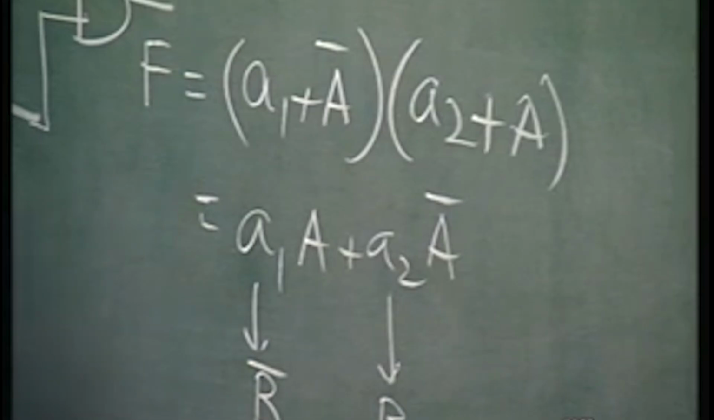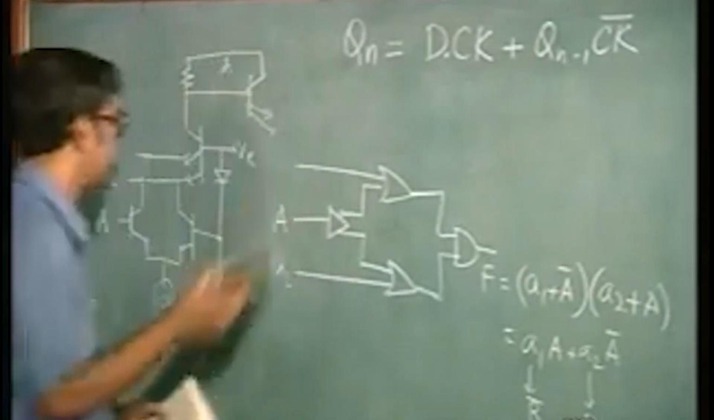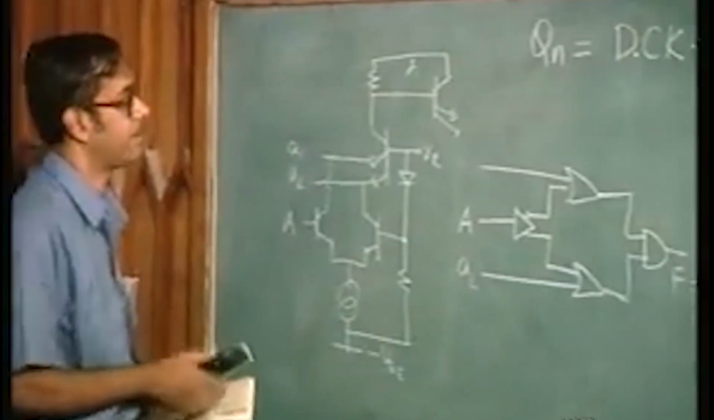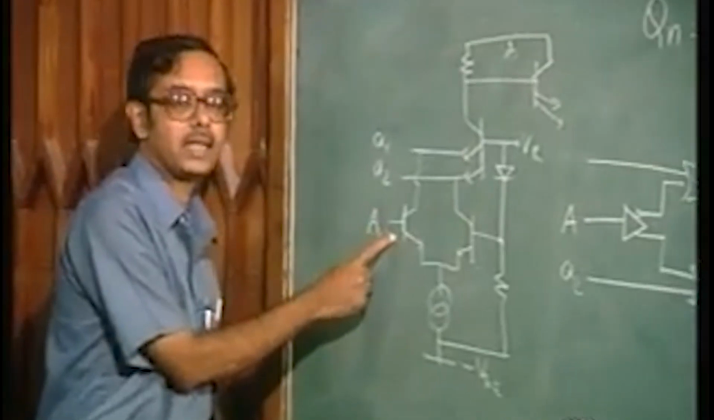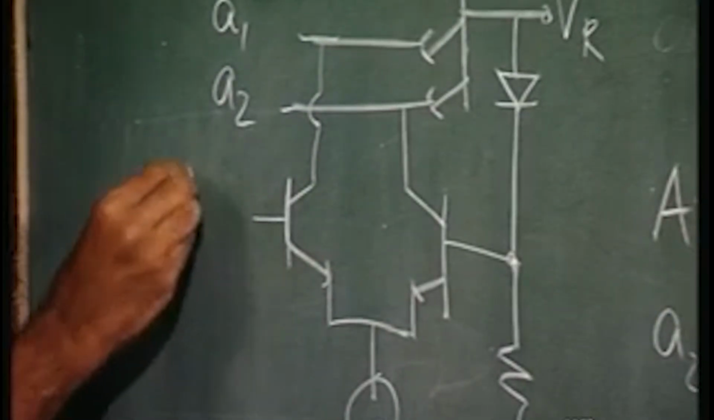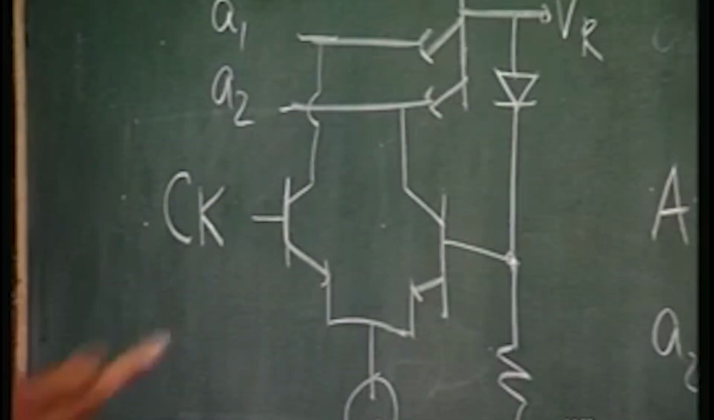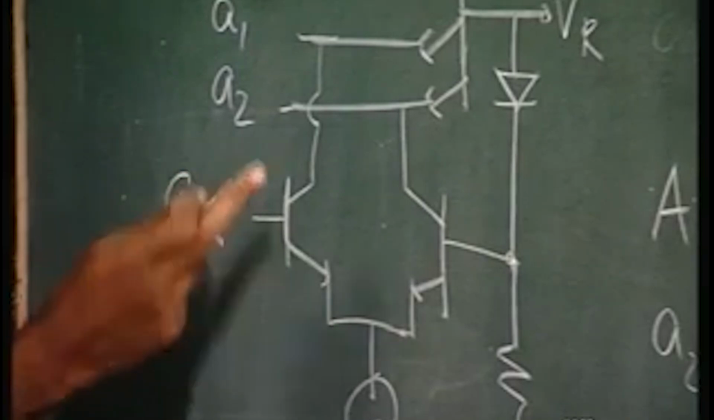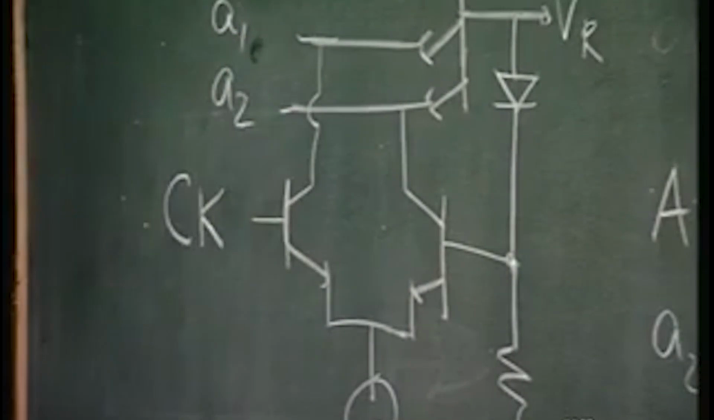So, I shall just draw the circuit. I can just modify this circuit here maybe, on the blackboard. This A, we will come back to this circuit. So, here instead of A you have clock, and then what about the A1, small A1 is going to be D, isn't it?